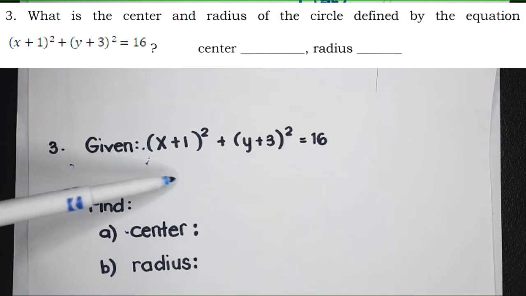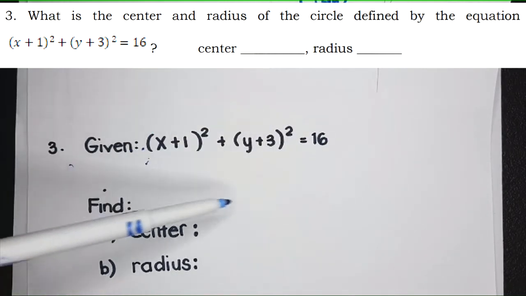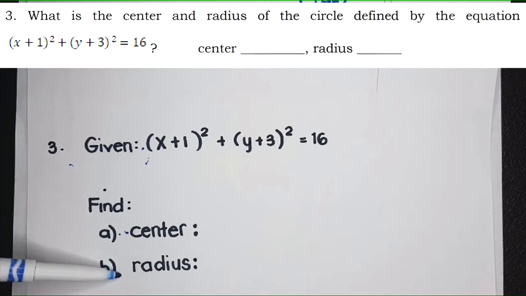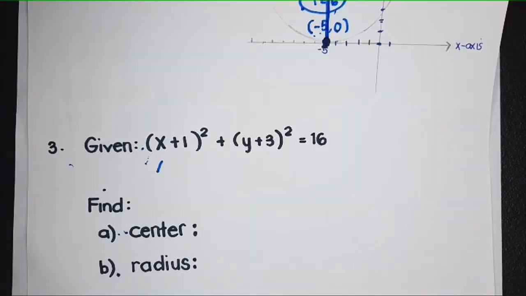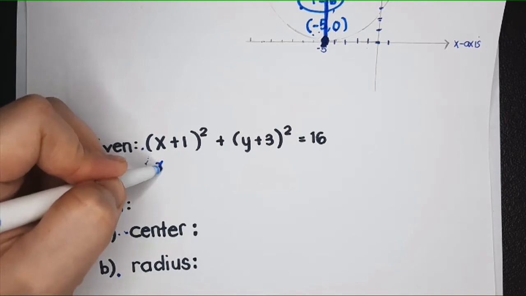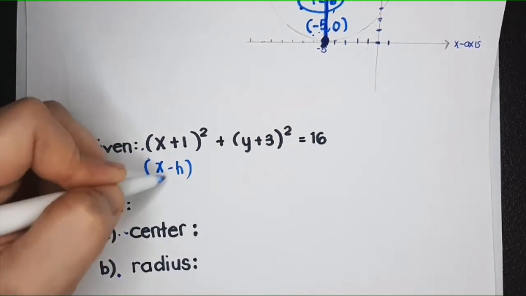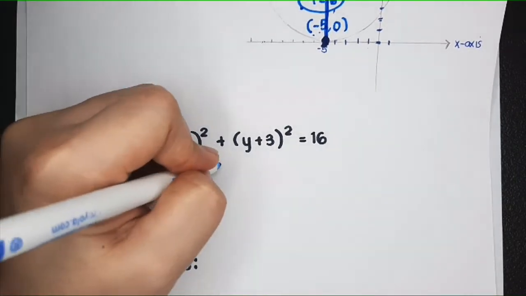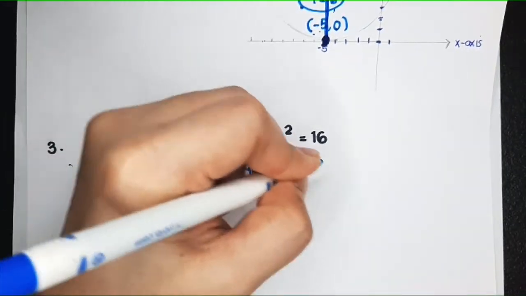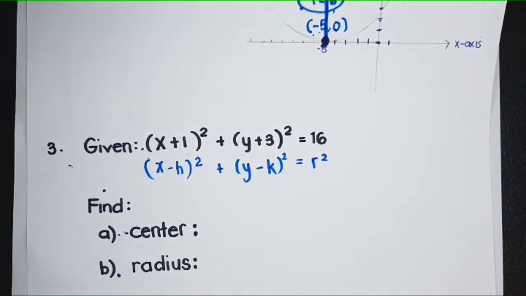Okay, let's continue. This number is easier because may mga past exercises na tayo na ganito. We're given the standard form of the equation, and then we're just going to get the center and the radius. Kayo, do you still want me to recall the standard form? Sige, para mas maalala ninyo. Let me write again. x minus h squared plus y minus k squared equals r squared.